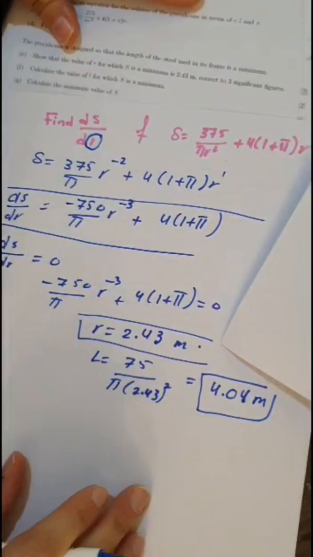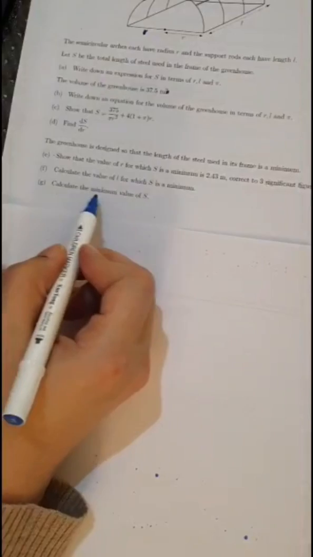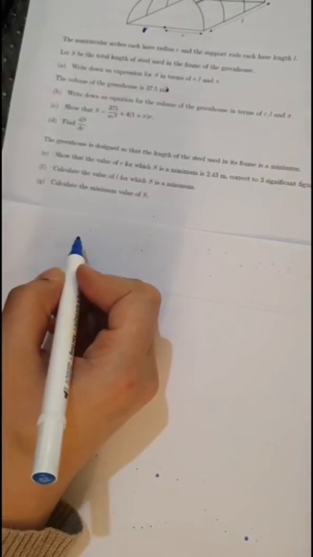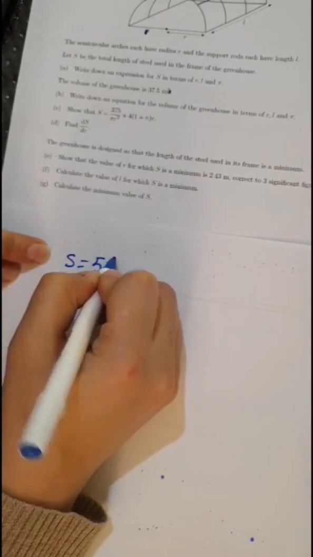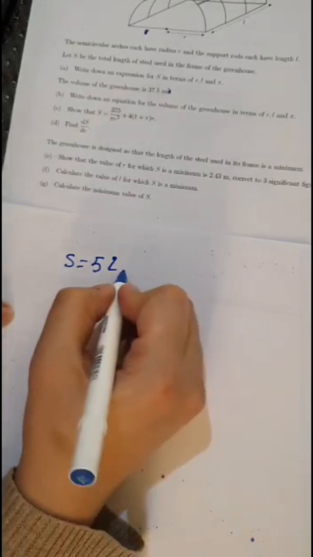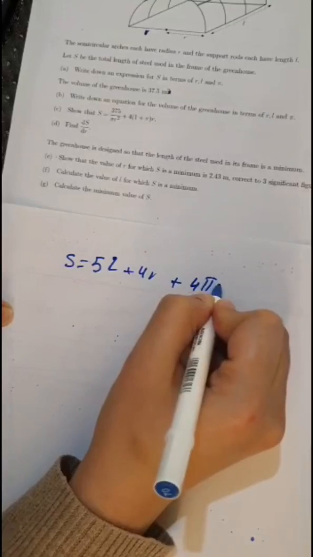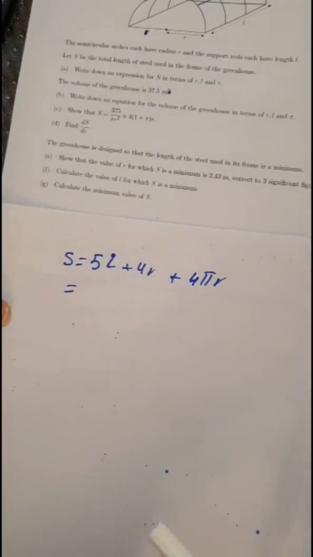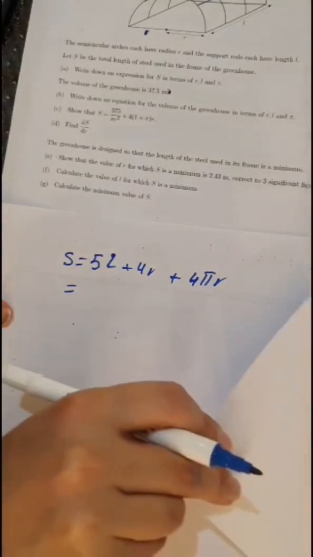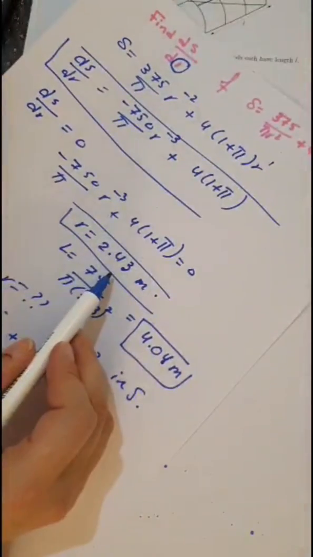Okay, in the next part, they are asking me to calculate the minimum of S. Now, I need to calculate the minimum value of S. To get the minimum value of S, I know that S is equal to 5 multiplied by L plus 4 multiplied by r plus 4 pi multiplied by r. So in this case, I need to replace the new value of L, what we got from the previous question, which is equal to 4.04. And I need to replace r also, which is equal to 2.43.